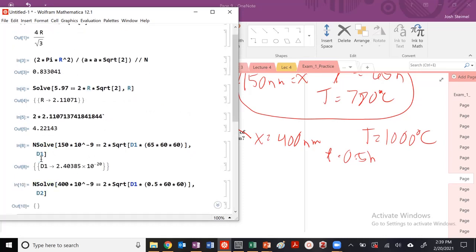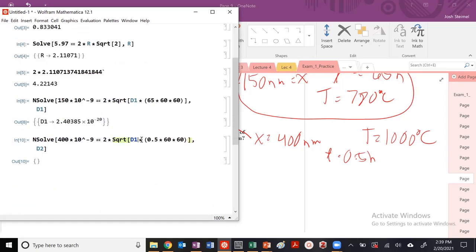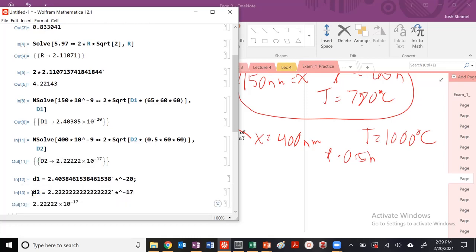I'm going to define some variables. Just define this here. So my D1 is equal to this. D1 is this. My D2 is going to be this. So let's plug that in here. My D2 is equal to here.